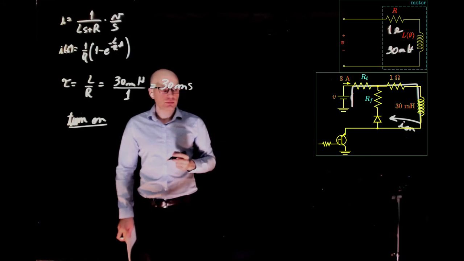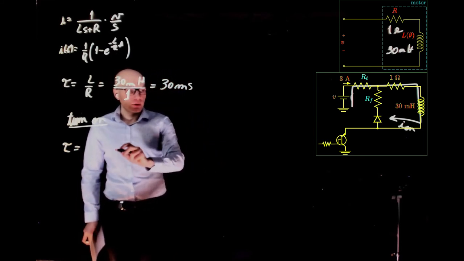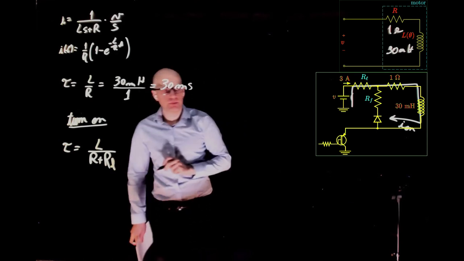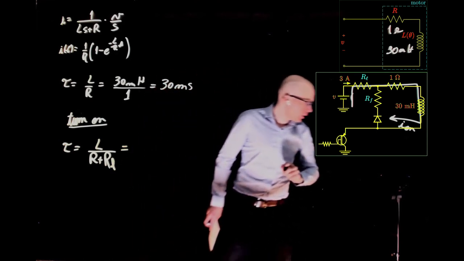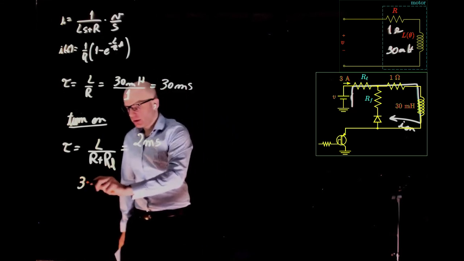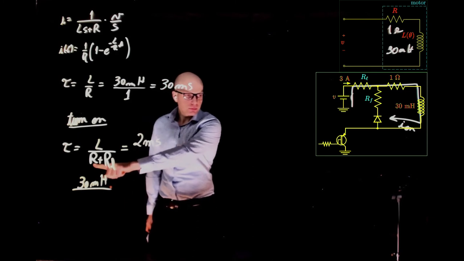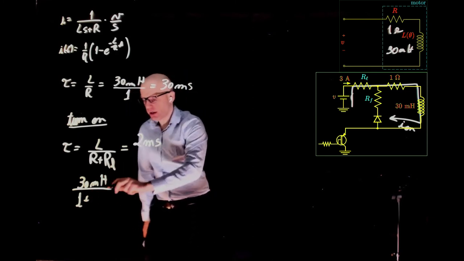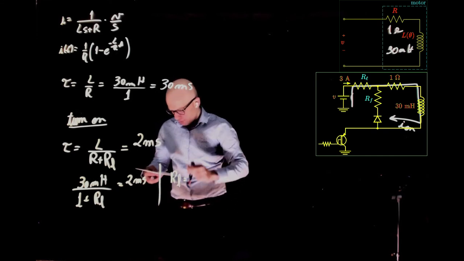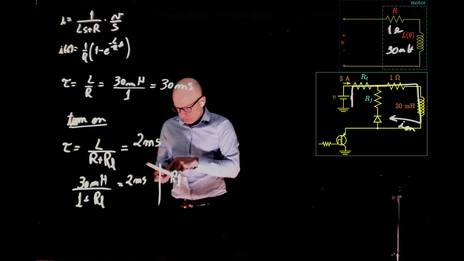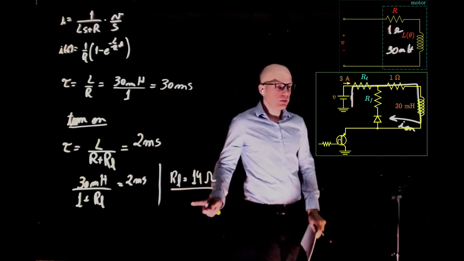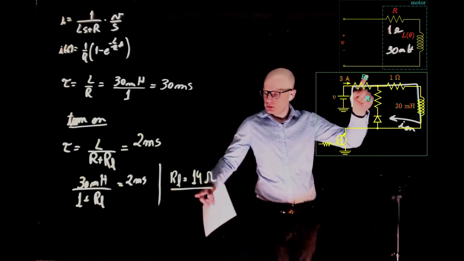So what is the time constant? Time constant would be L over R plus RL here that we added. And we want this to be, what is the time on? 2 milliseconds. We want this to be 2 milliseconds. Now L is 30 millihenry. R is the resistance we had before, 1 plus RL, equals 2 milliseconds. We solve for RL, and this gives RL equals 14 ohms. All right, so this is now the resistance we can add to the circuit here to get 2 milliseconds turn on.